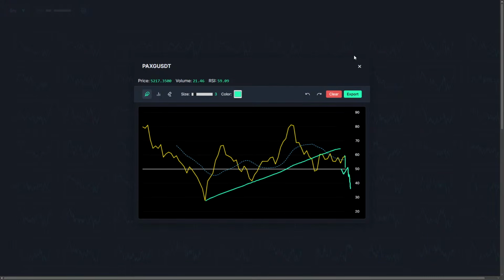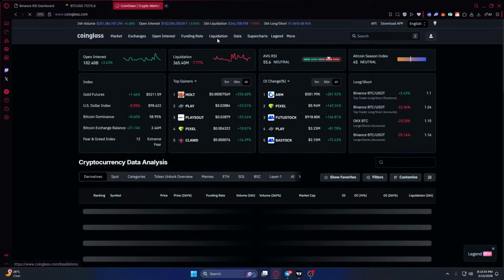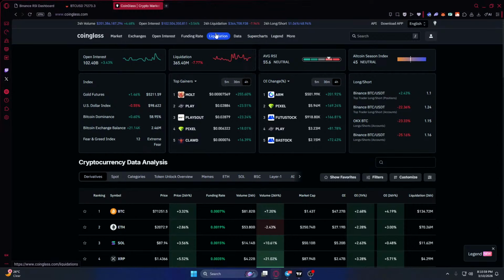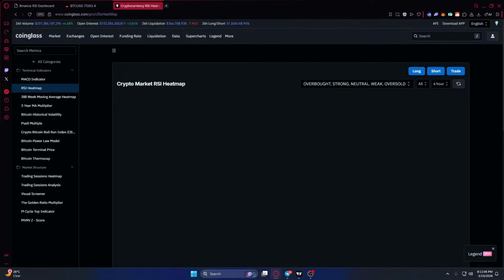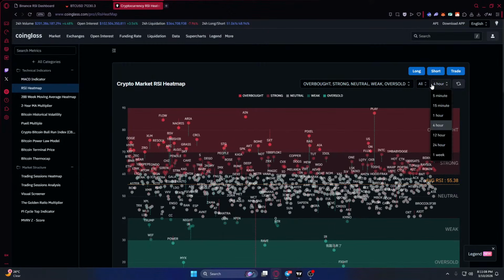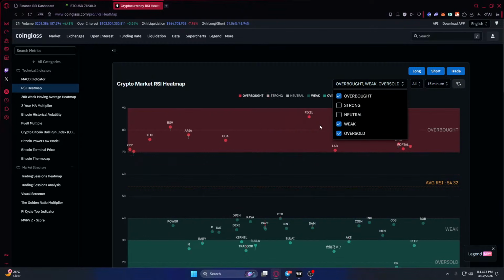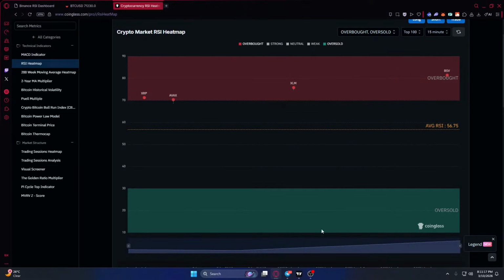Where is this one? I will open it up. We have the RSI dashboard here. RSI heat map, sorry. Let me just open it on the data. We have the RSI heat map over here somewhere. Yep, this one, RSI heat map. We will go to 15 minutes, strong, neutral, and top 100. You can see we have no oversold, so we are not long at any point.